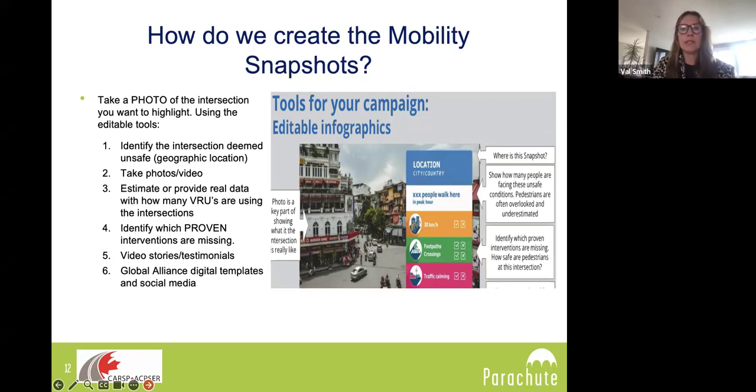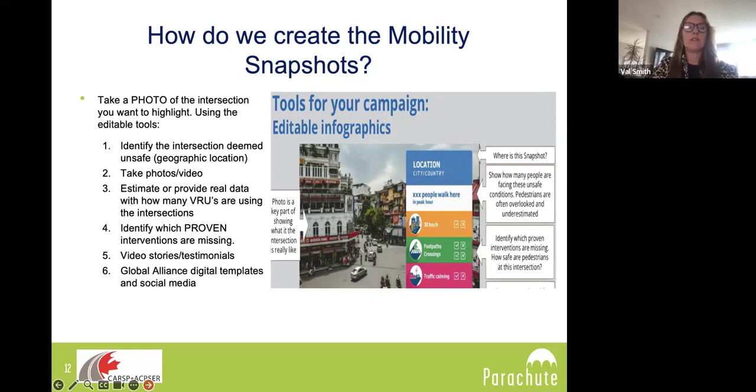The fourth step is using these really great Alliance forms and tools. You can identify which proven interventions are missing. So the tools will have you take note of variables such as what are the speed limits? Are there pedestrian crossings? Are there leading pedestrian intervals, dedicated cycling lanes, speed bumps, raised crossings, or is there a complete lack of those interventions? Also, it will have you take note of what the rules of the intersection are. For example, does the intersection allow for right turns on red?